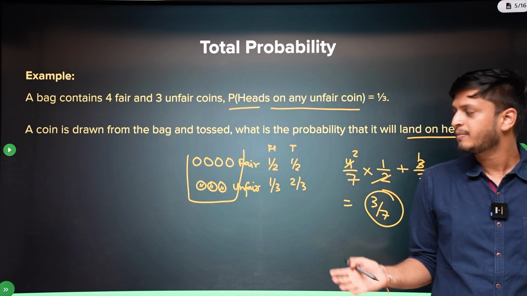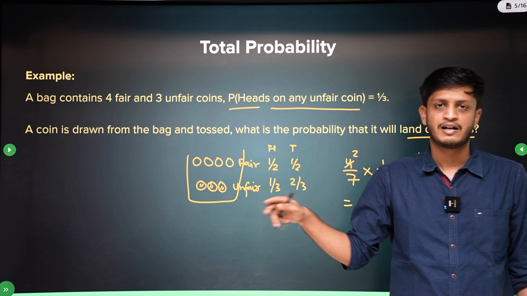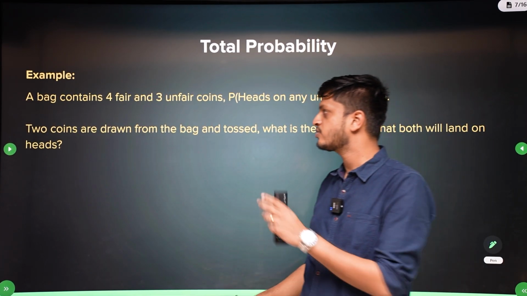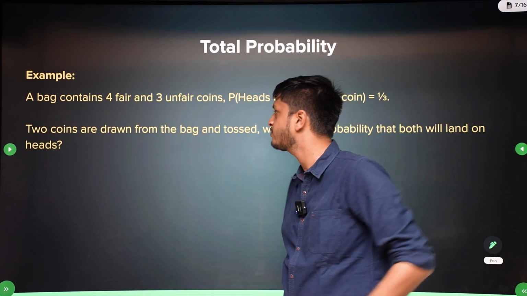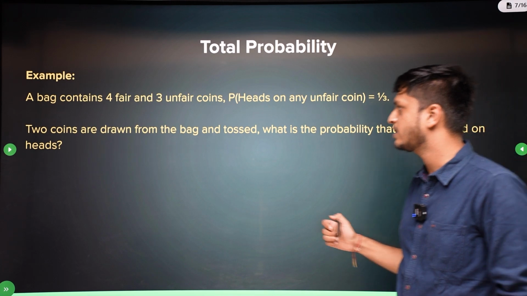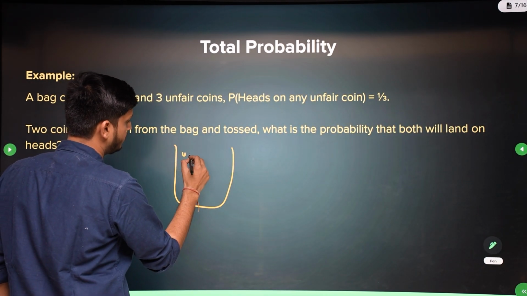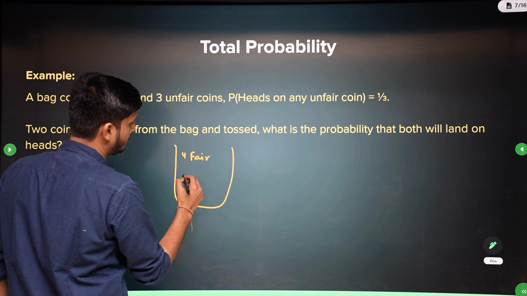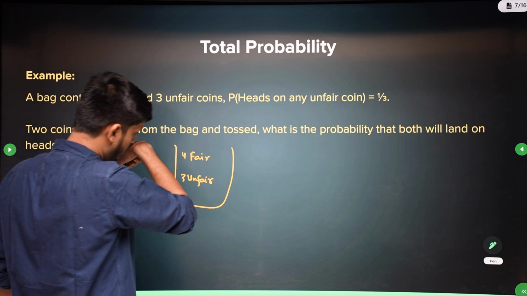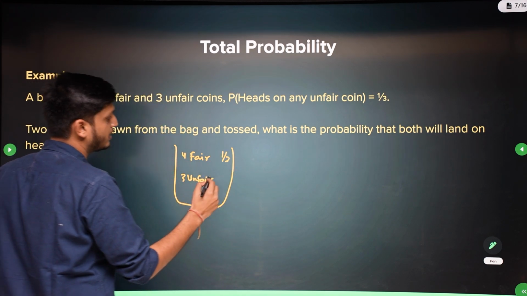Okay, you can draw the diagram again, but it's not required. The entire sample space can be divided into fair and unfair, and then you are tossing the coin. Now there is another version of the same problem. The same configuration is given: 4 fair and 3 unfair coins, and now 2 coins are taken out from the bag and tossed. The probability of getting a head from the fair coin is 1 by 2, and from the unfair coin is 1 by 3.